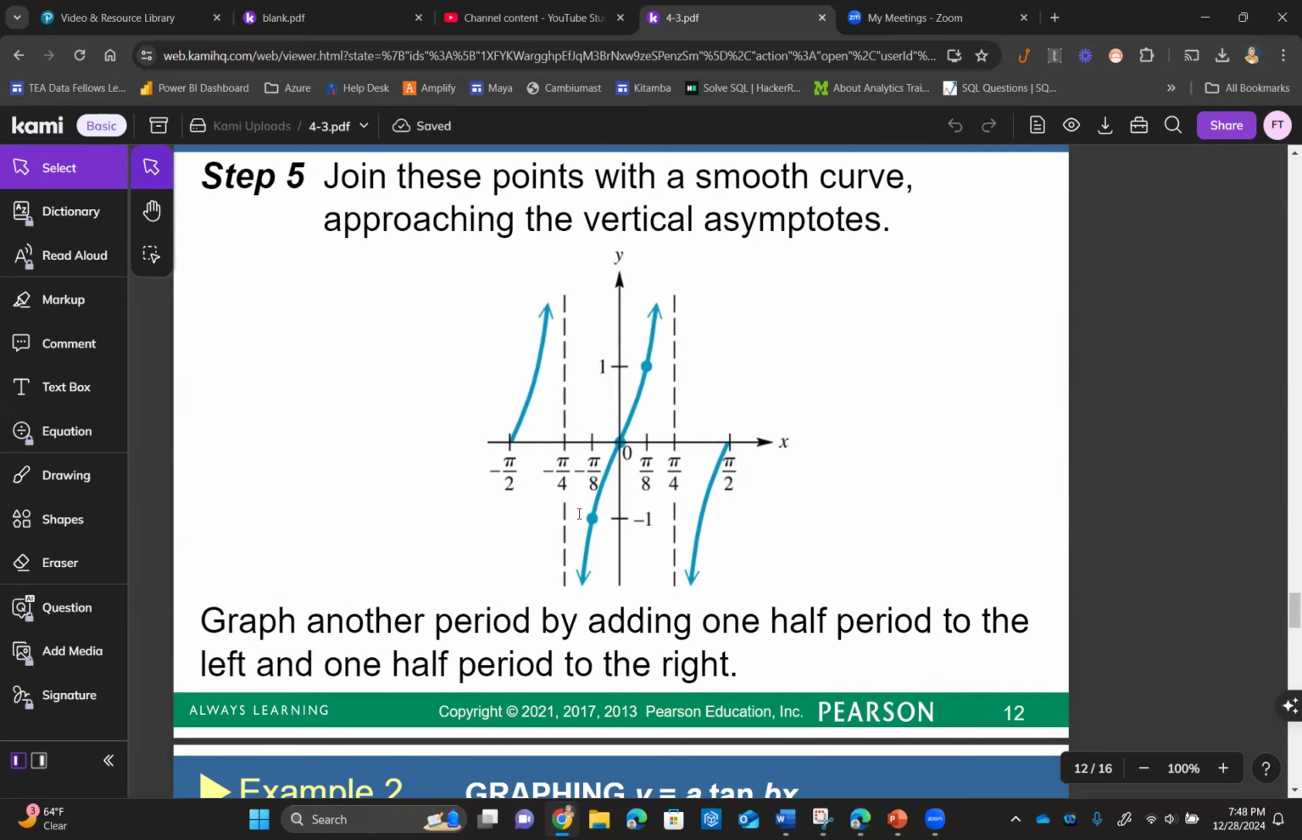This is one full cycle of tangent of 2x. It is almost the exact same shape as tangent of x, but the asymptotes move to negative pi over 4 and positive pi over 4 from the pi over 2's.